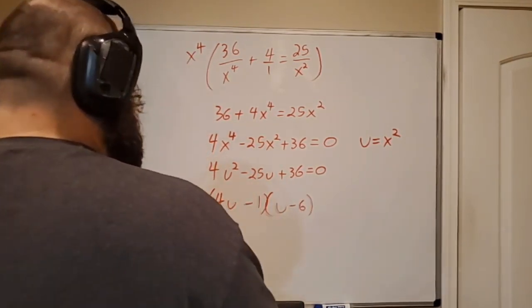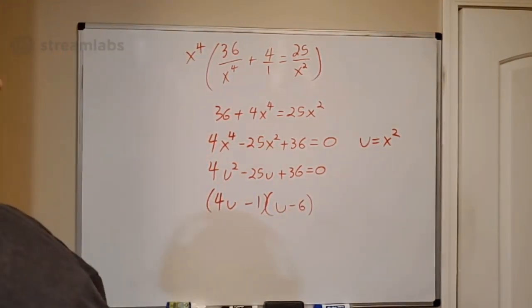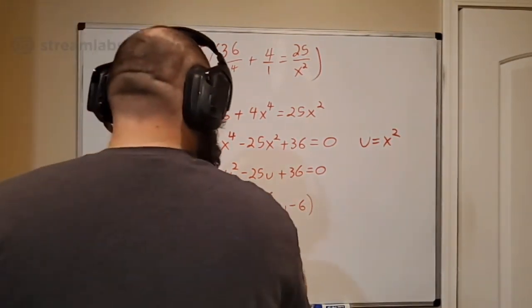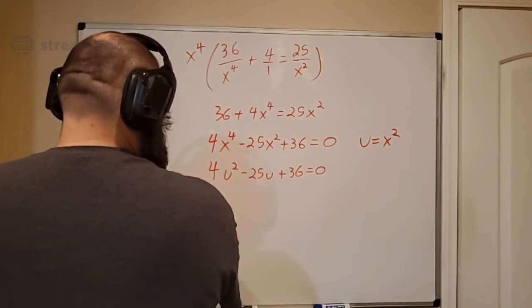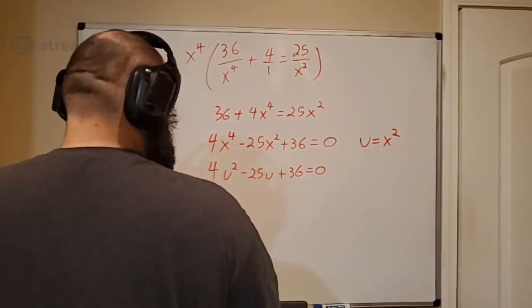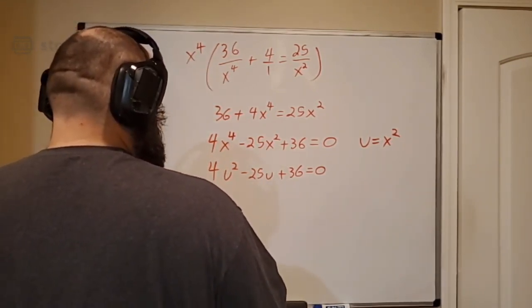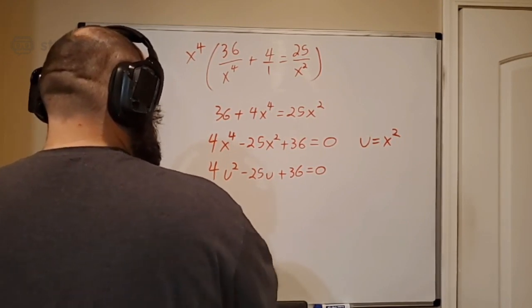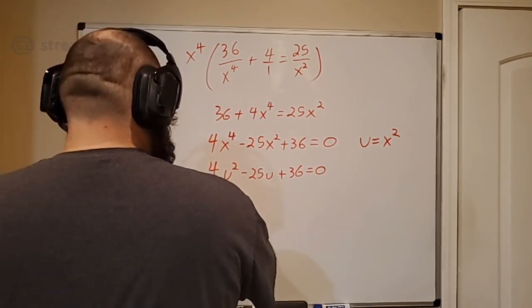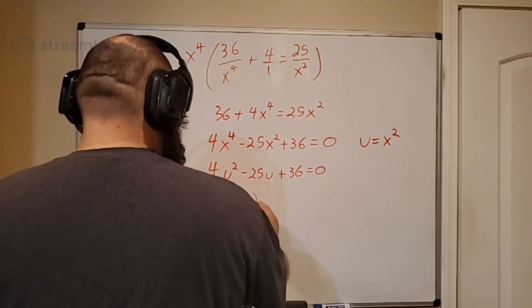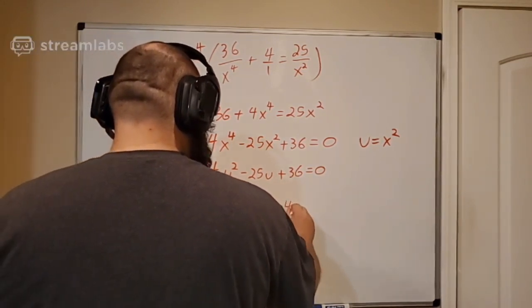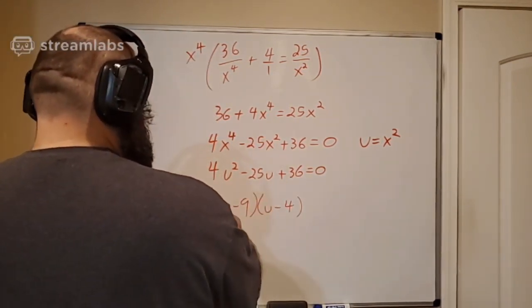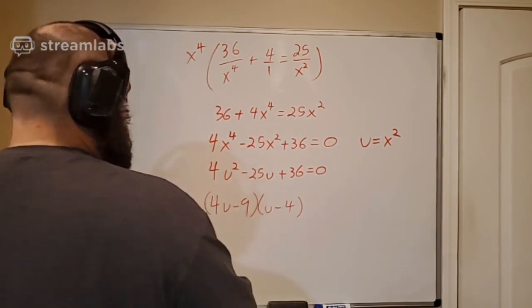That's probably one of the last options I would have. No, it would have been... That's not right. 6 and 6. So yeah, that's not right. See that? Isn't it 4u minus 9 and then u minus 4? So you said 4u minus 9 and u minus 4. Negative 16, negative 9. That is correct, yes. Good job.